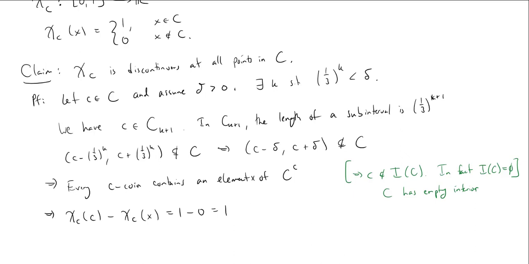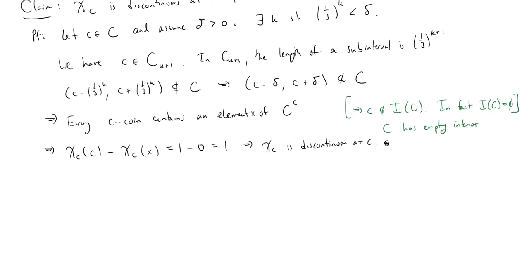Continuity says if you want to get them really close, let's say within 1/2 of each other, so if I wanted epsilon to be 1/2, then I should be able to get points close enough to c so that the f images, or in this case the chi_C images, are within 1/2. But we can't do that because any c-coin I write down will have some x like this. So this implies that chi_C is discontinuous at c. And again, c was just chosen arbitrarily in the Cantor set. All right, so this proves chi_C is discontinuous on the Cantor set.